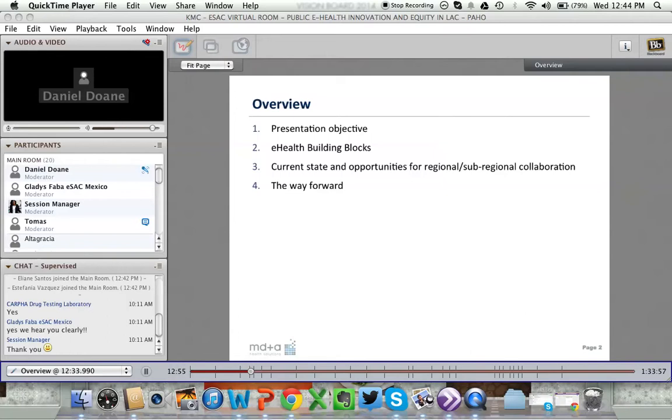I'd like to go through each of those building blocks one by one and talk about what the real core need is in that area, where we are right now, and what some of the opportunities for regional or sub-regional collaboration might be. Then talk a little at the back end about how we move some of these processes forward, and I would certainly like to hear from you your ideas and feedback in terms of how collaboration might be better realized within the regions and sub-regions of the LAC.